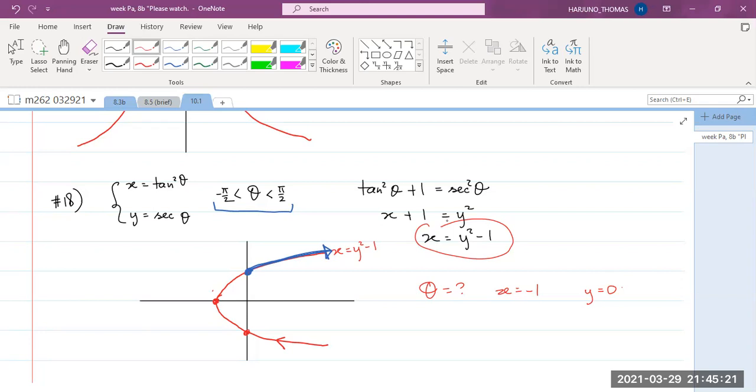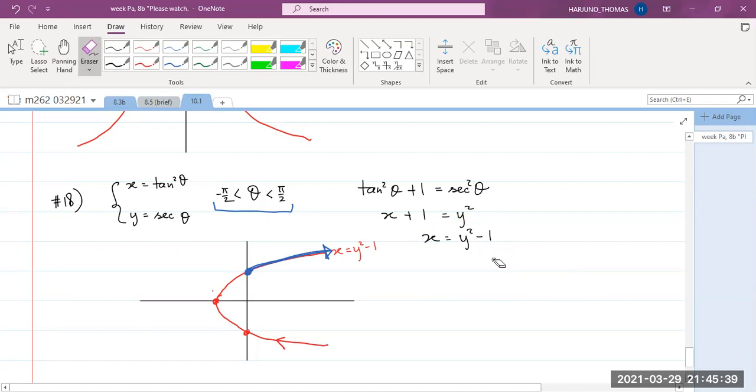When y is 1, x is 0. Y is -1, x also. So this is correct. What? I'm sorry. I'm totally lost. I'm sure this is what the graph looks like. Okay, but I cannot detect, I still wonder why I cannot detect theta when theta equals 0. I'm sure it's there, right? But what happened when theta is negative?